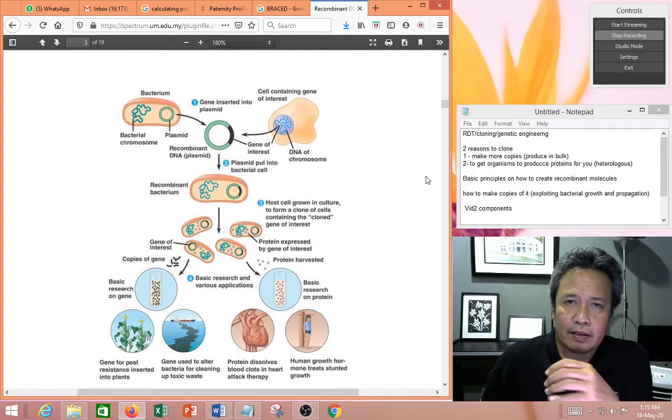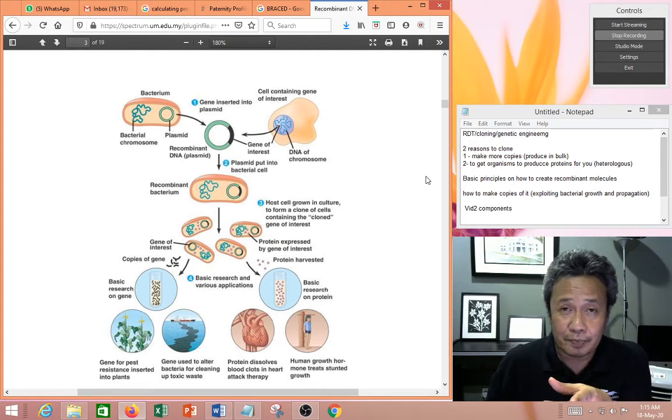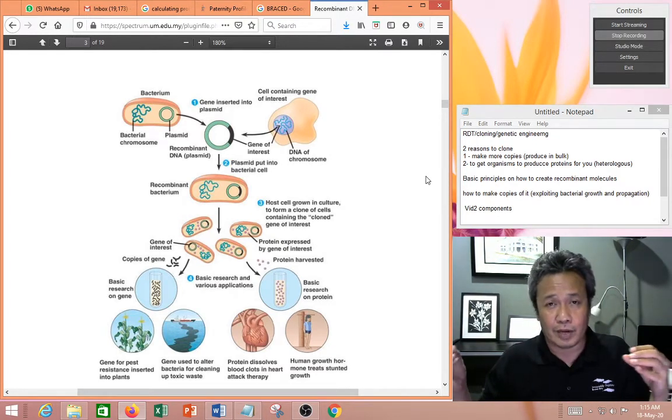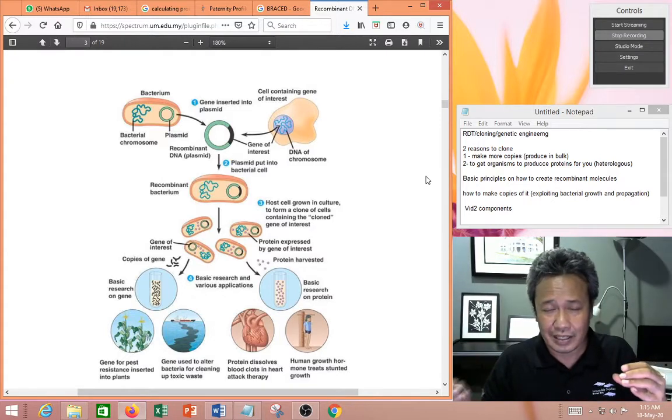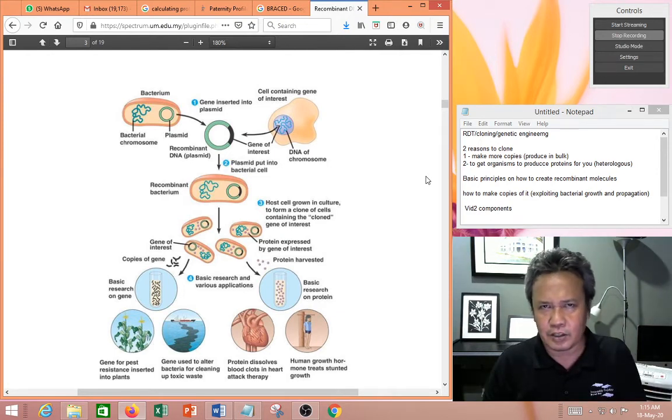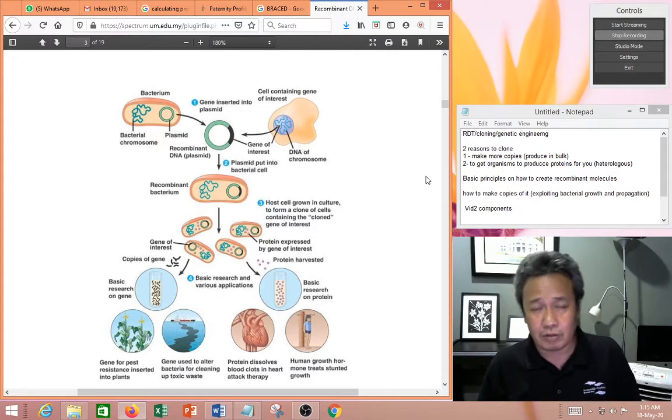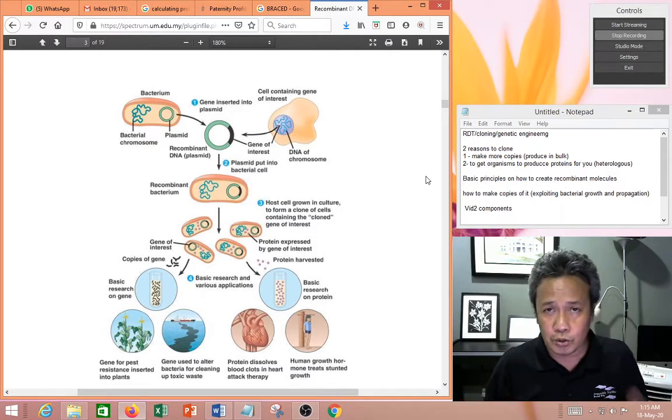This is where you need selection. When you mix your plasmids with your host cells in a tube, there will be some bacteria that don't take your plasmid, and some bacteria that do take your plasmid. So you need to be able to choose, and this is where selection is important.